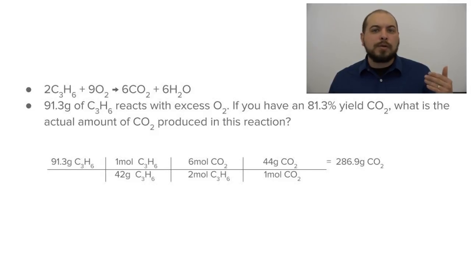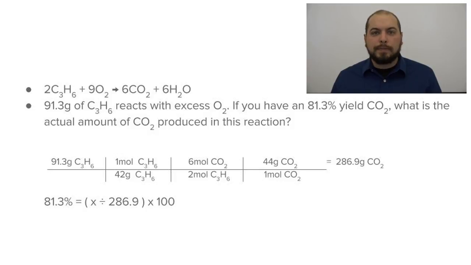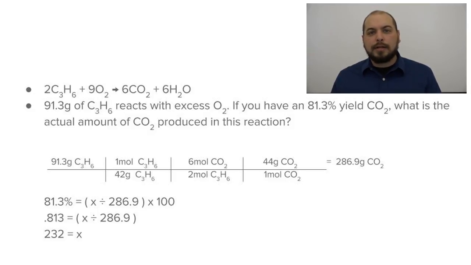Now, if we know that there's an 81.3% yield, we're going to plug these values into our percent yield equation, where 81.3 is equal to x, or our actual observed value, divided by our theoretical yield of 286.9. We solve for x, remembering that this is a percentage, not a proportion, and we get the fact that x is going to equal 232 grams of carbon dioxide produced. This means that given a reaction of 91.3 grams of propane, in a real-world scenario, we should observe 232 grams of carbon dioxide produced as a result.